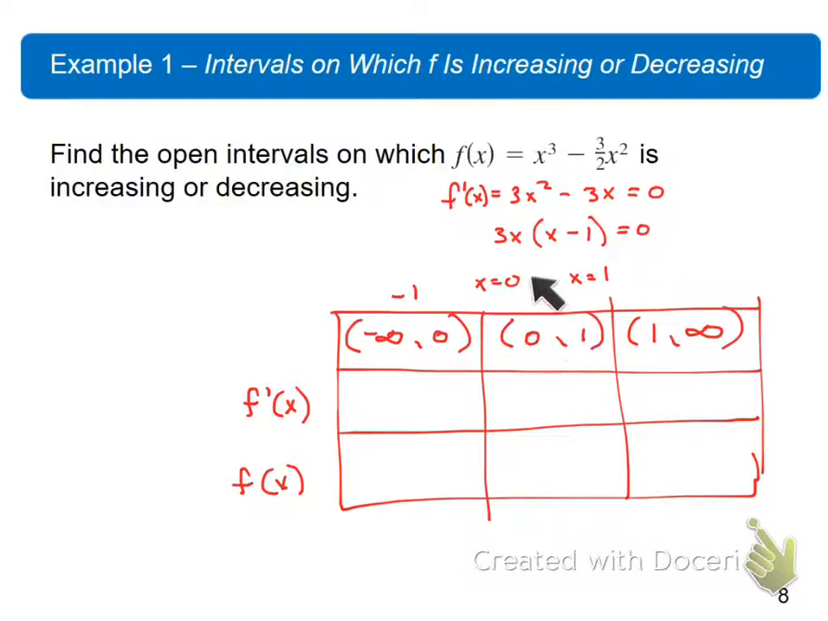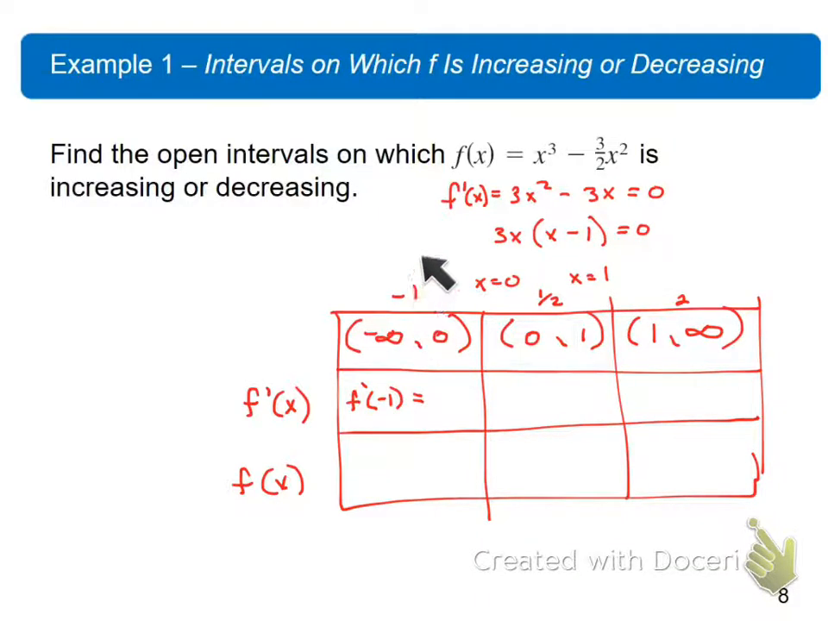What's a number between 0 and 1 that's easy to work with? 1/2. And what's a number that's easy to work with between 1 and infinity? 2. Those are my test points. Everybody follow me? Test point number 1, negative 1. I'm going to find f prime of negative 1, and all I want to know is, is it positive or negative?